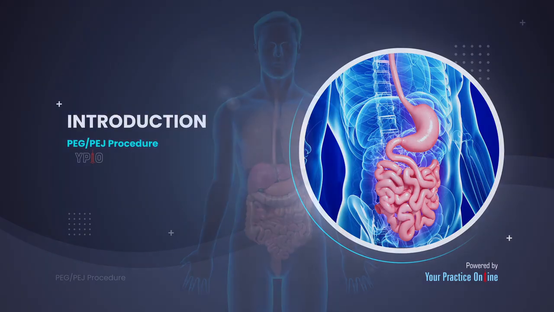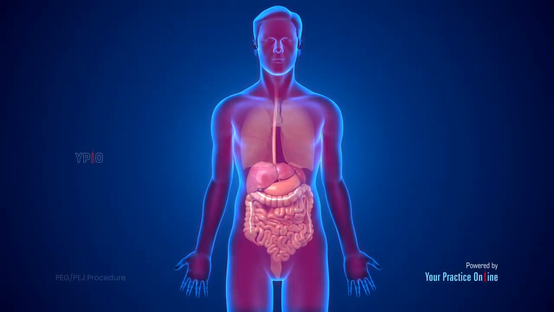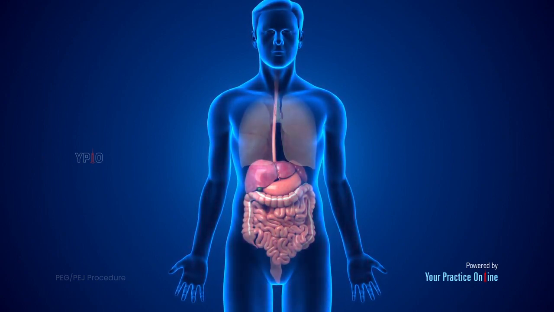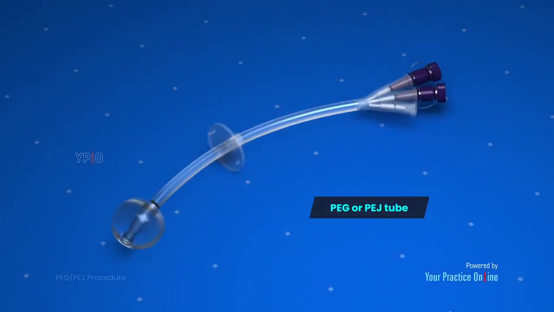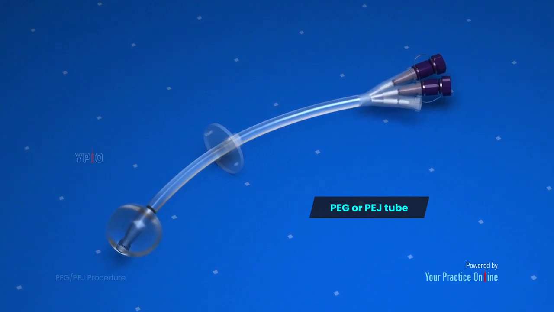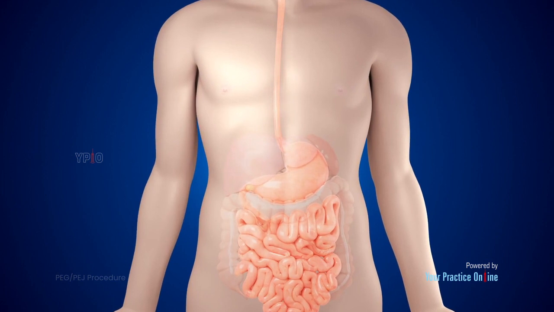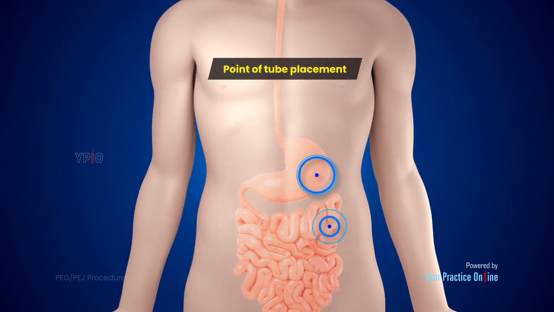Introduction. When a medical condition interferes with the body receiving the nutrients it requires, your physician may recommend a PEG or a PEJ tube procedure to deliver the necessary nourishment. The two procedures vary only from the point of tube placement.